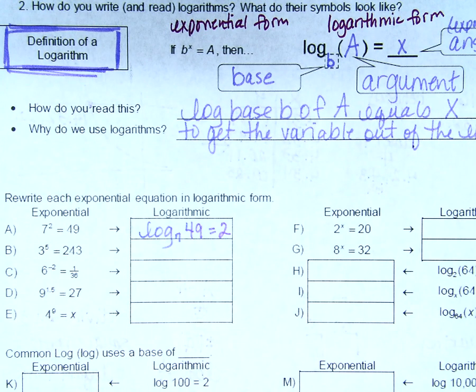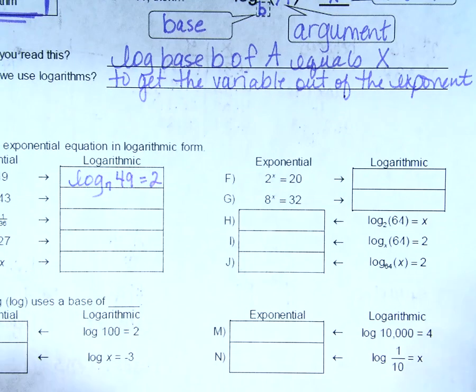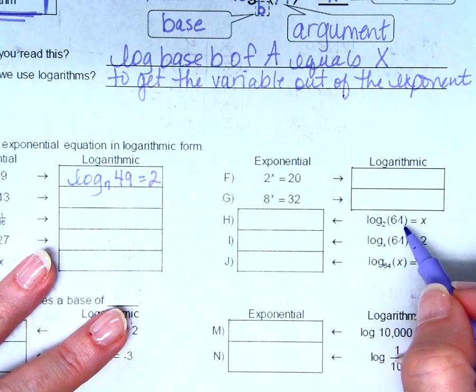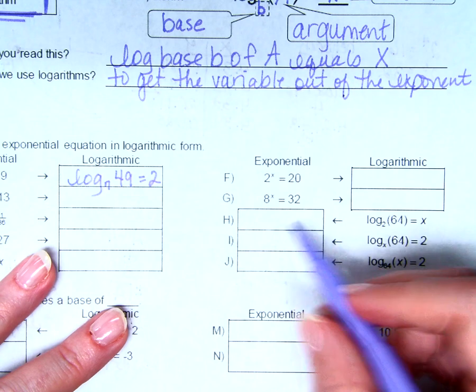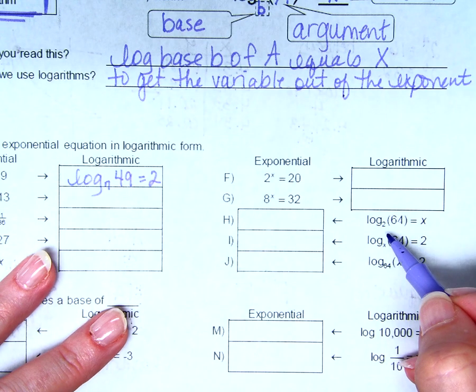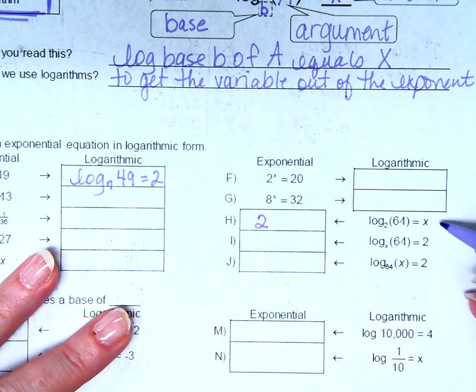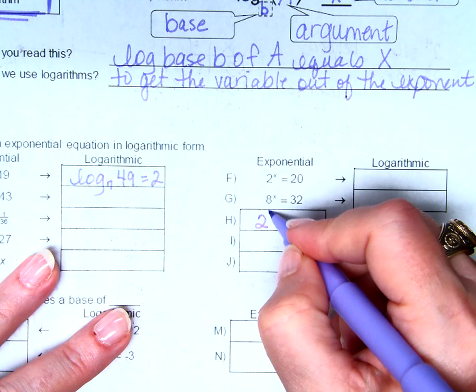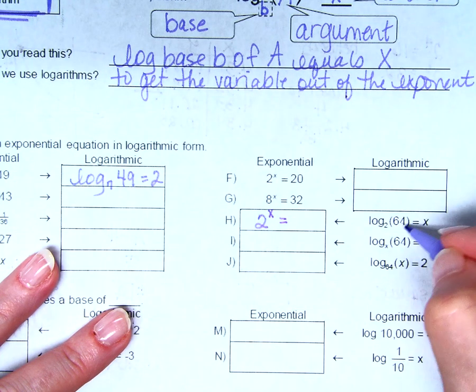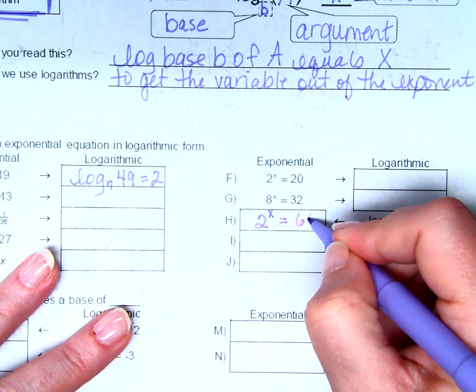Can you go from exponential form to logarithmic form? Yes? Can you go the other way? What if it's in the logarithmic form? Can you go to exponential form? Well, what's the base here? Then that's the base here. What's the answer? Then that is the exponent, and it's going to equal the argument, 64.